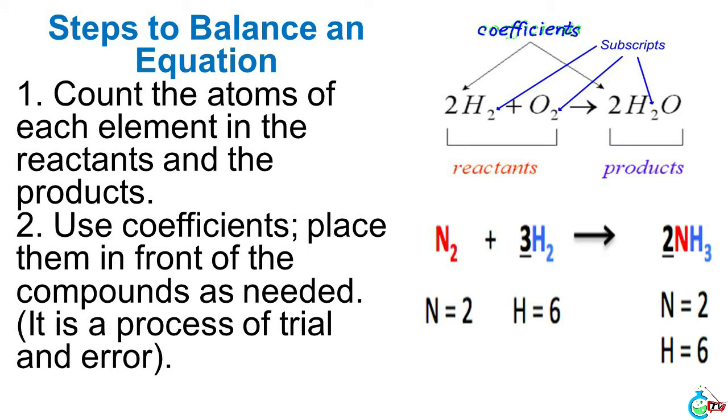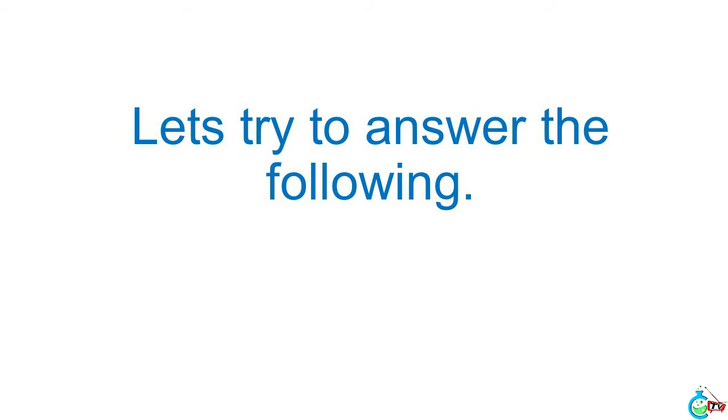Steps to balance an equation. 1. Count the atoms of each element in the reactants and the products. 2. Use coefficients. Place them in front of the compounds as needed. It is a process of trial and error. Let's try to answer the following.